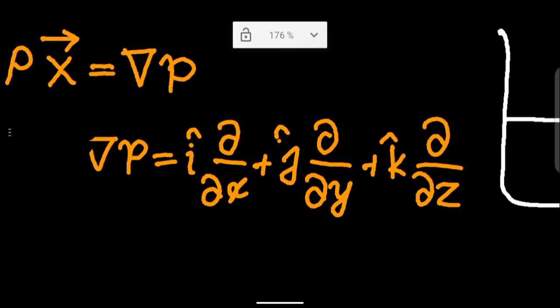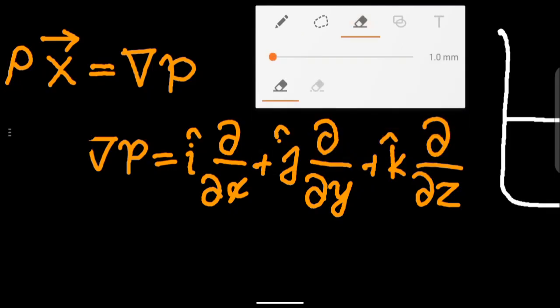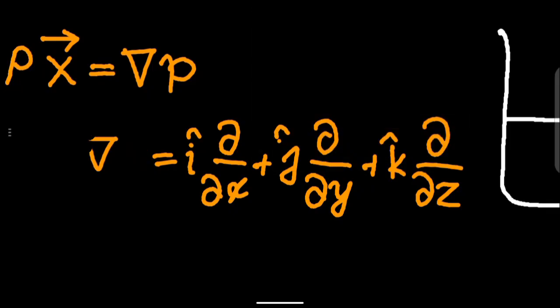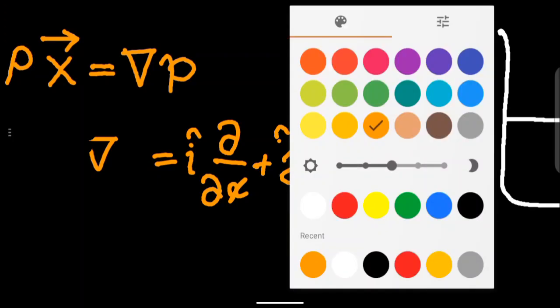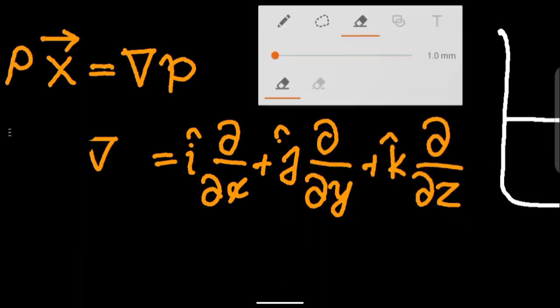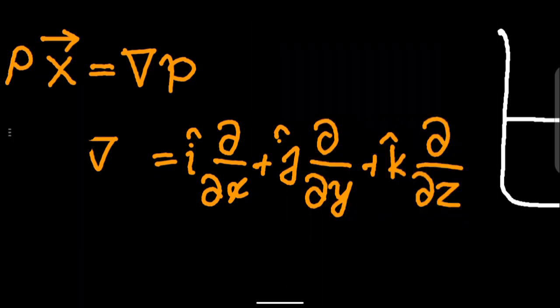It basically converts a scalar quantity, which is pressure here, into a vector field. Now this is the definition of the gradient operator. So now let us get to the problem.